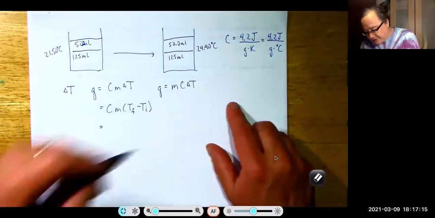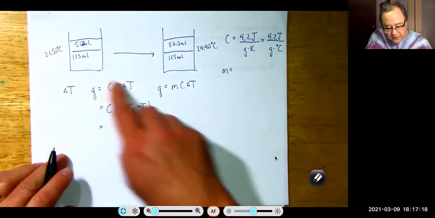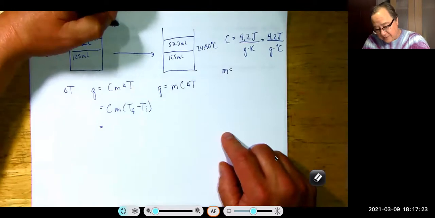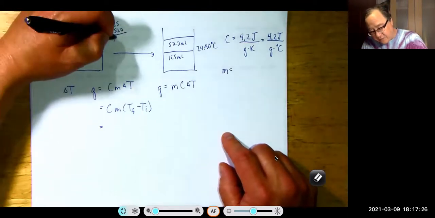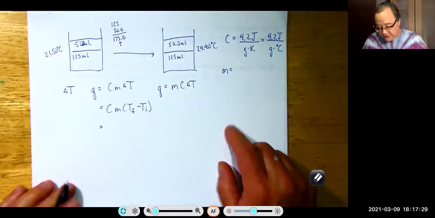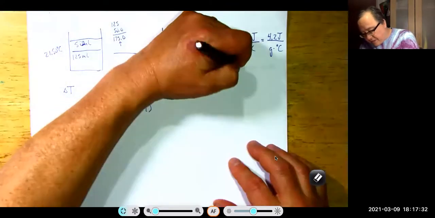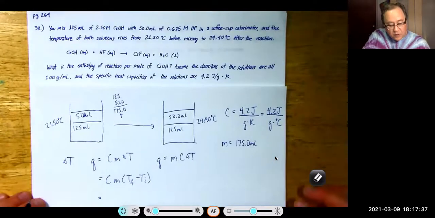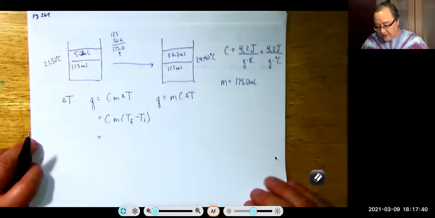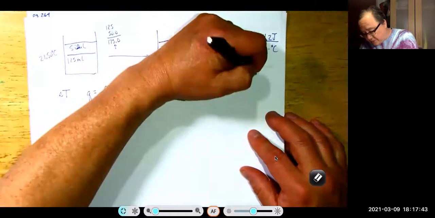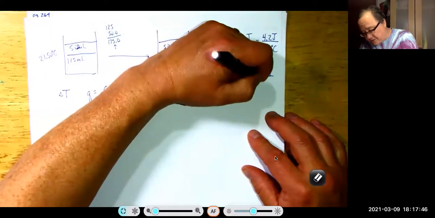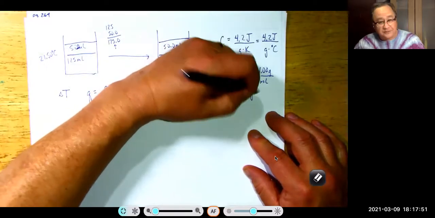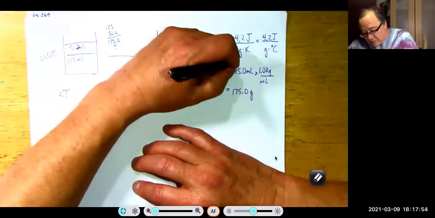For my mass, you can see that we've got 175.0 milliliters, right? So 125 plus 50.0 is 175.0, and that's going to be milliliters. And we're given that the density of the solution is 1.00 grams per milliliter. Now, this is a case where you're going to show the calculation, 1.00 grams per milliliter. So we will have 175.0 grams of solution.